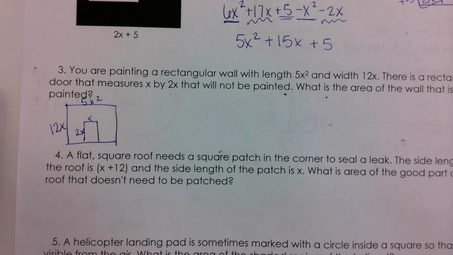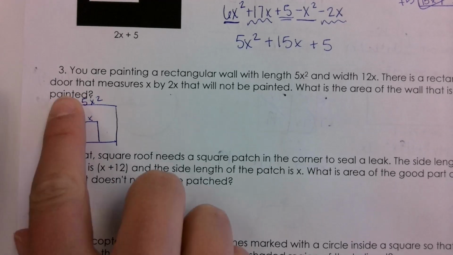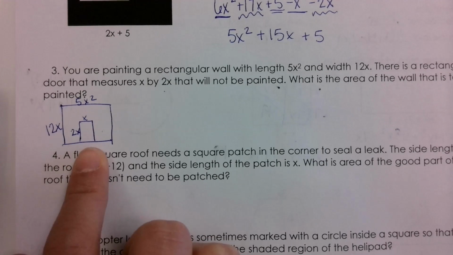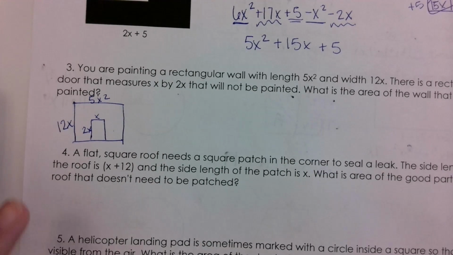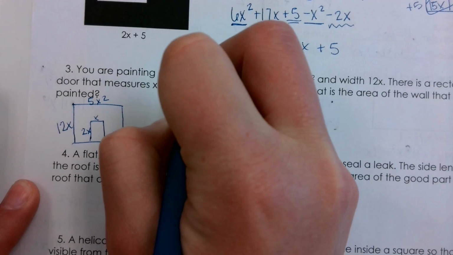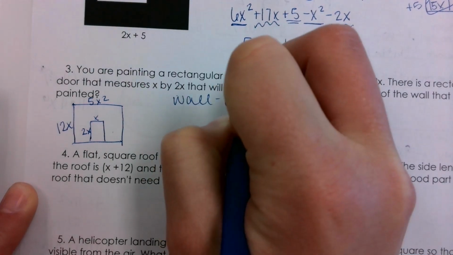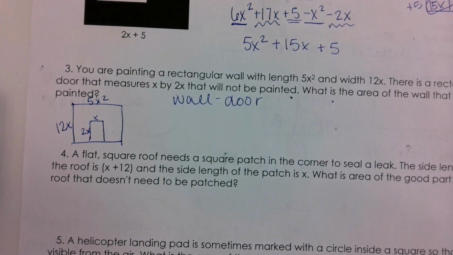It wants to know the area of the wall that will be painted. So how are we going to figure that out? The big one minus the small one again, or the whole wall minus the door, right? Because you're not going to paint the door. So we'll do wall minus the door. How are we going to find the area of the wall?